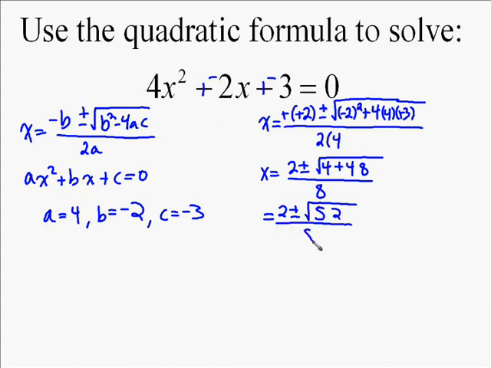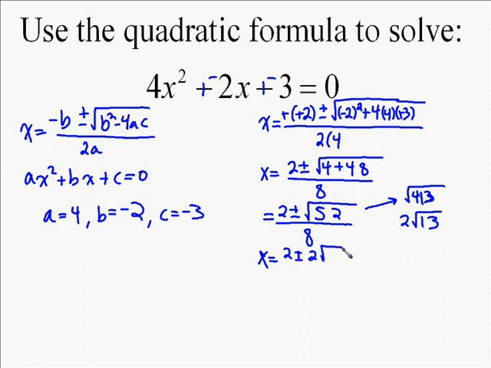Now we need to simplify what's inside that square root. So we're going to use the perfect square method. And if you notice, 4 goes into 52 13 times. And so we end up with 52 equals 4 times 13. Well, the square root of 4 is 2, so when we simplify it, it's 2 times the square root of 13. So our answer then becomes 2 plus or minus 2 square root of 13 over 8.